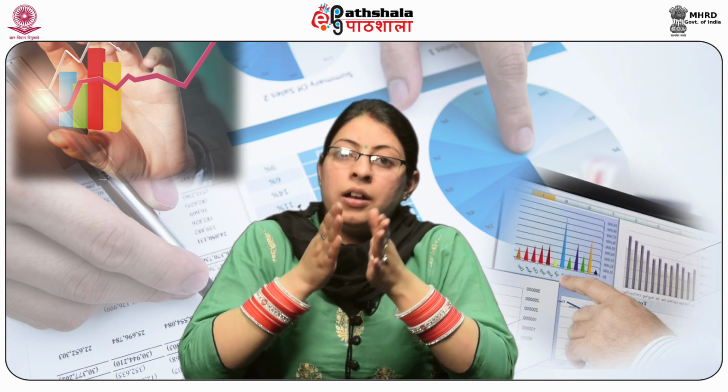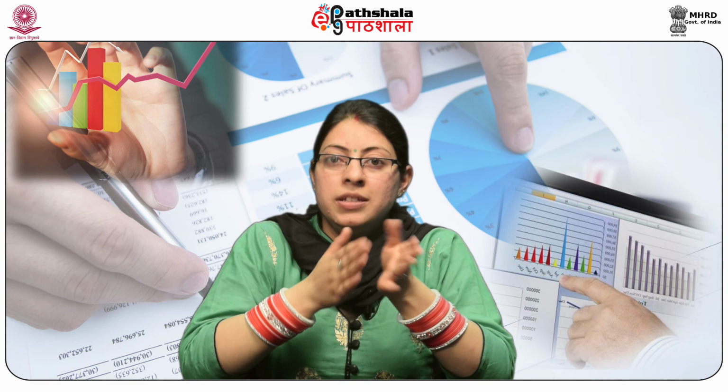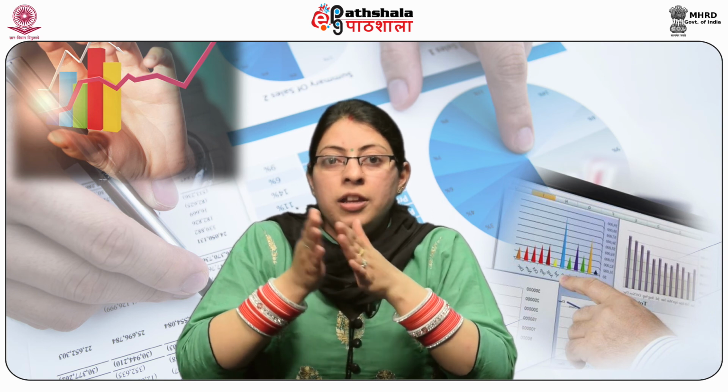Next, operating leverage. Operating leverage is calculated by dividing contribution by EBIT. Contribution is calculated by subtracting variable cost from sales, and earning before interest and tax is calculated by subtracting fixed cost from contribution. We can further understand this process with the help of the statement.